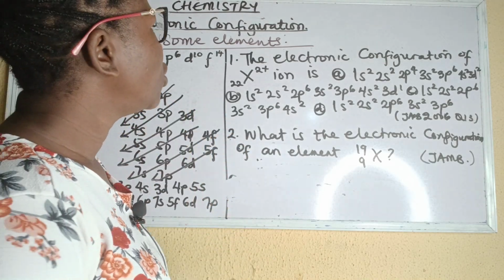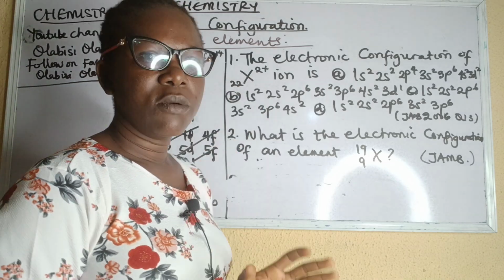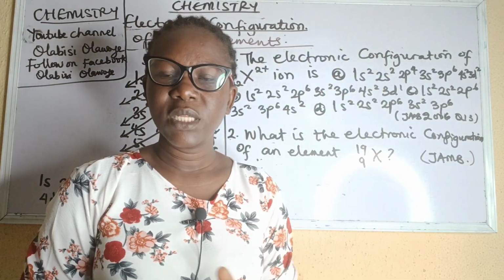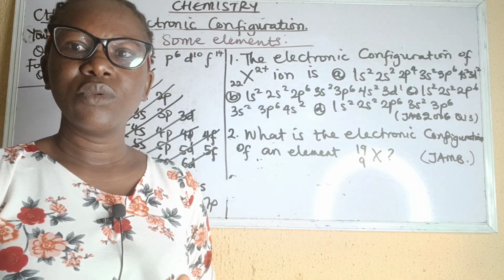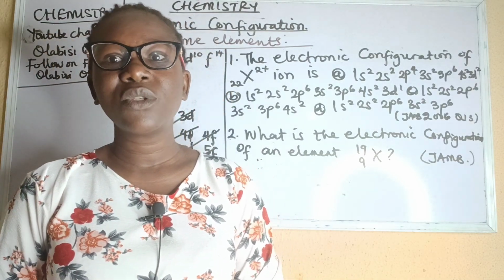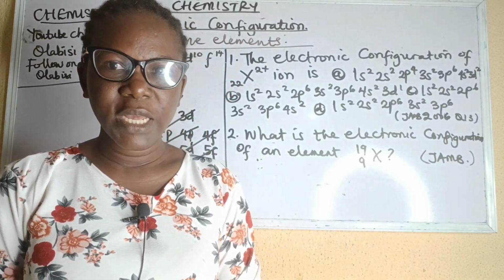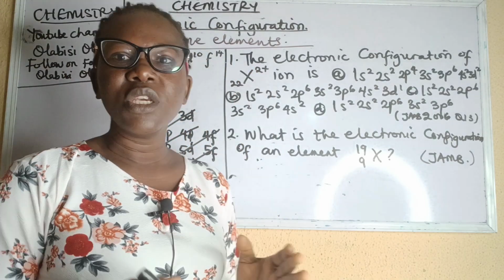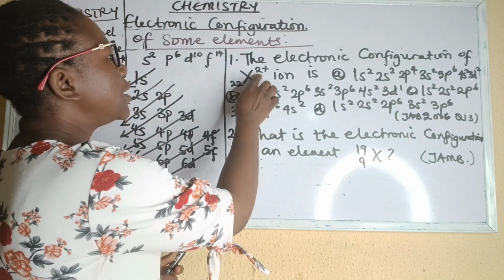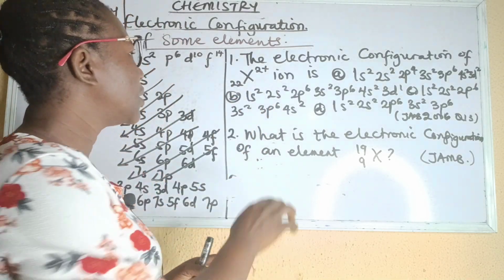The electronic configuration of 22X2+ ion is, now we need to differentiate between ions and atoms. In this case, we are not referring to an ordinary element. We are referring to an ion, meaning that it has either given out or gained electrons. Now, whenever an element gives out electrons, it becomes positively charged, and the number of electrons they give out is written on top of them. So in this case, this X is not a symbol of an element, it's just used to represent the element.